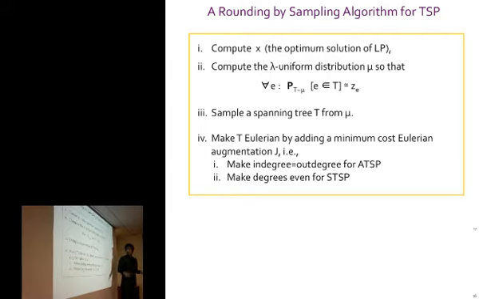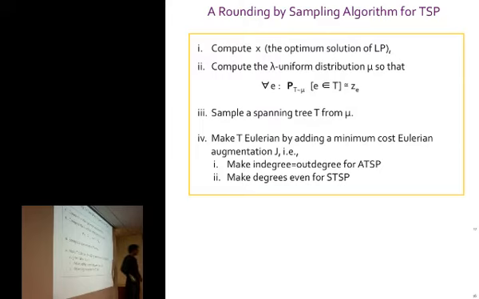Now, in the last step, we make T Eulerian by adding the minimum cost set of edges. What does this mean? In case of ATSP, we add the minimum cost set of edges to make the in-degree of each vertex equal to its out-degree. And in case of TSP, we add the minimum cost set of edges to make the degree of each vertex even. Once we have a connected subgraph where every vertex has even degree, you can just shortcut the vertices that you see multiple times and then you actually get a cycle.